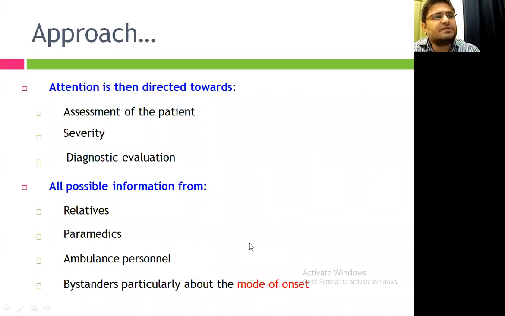Now, attention is directed towards assessment of the patient, severity of the condition, and diagnostic evaluation. But please don't waste time in unnecessary or excessive investigations, because your first aim is to save the patient, reach the diagnosis, and start the treatment at the earliest. So, gather all possible information from any paramedics, ambulance personnel, or somebody who was taking care of the patient.